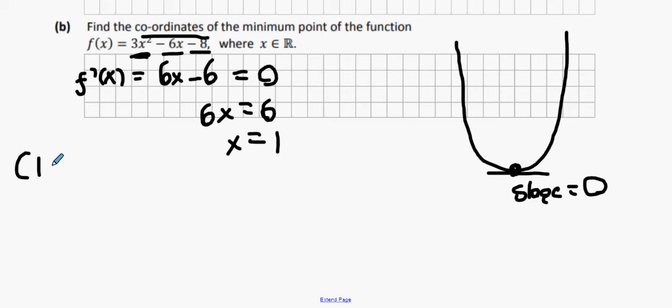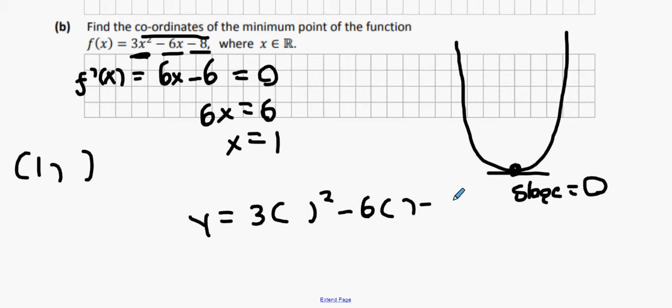X value and the y value. How do you calculate the y value? Sub 1 into what? The original formula. And you will find out that it's going to be 3 take away 6, which is minus 3, minus 3 minus 8, minus 11. So 1, minus 11. Everybody cool with that?